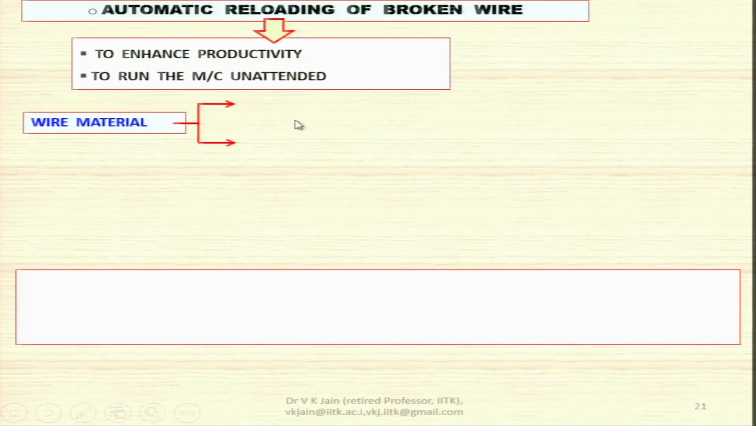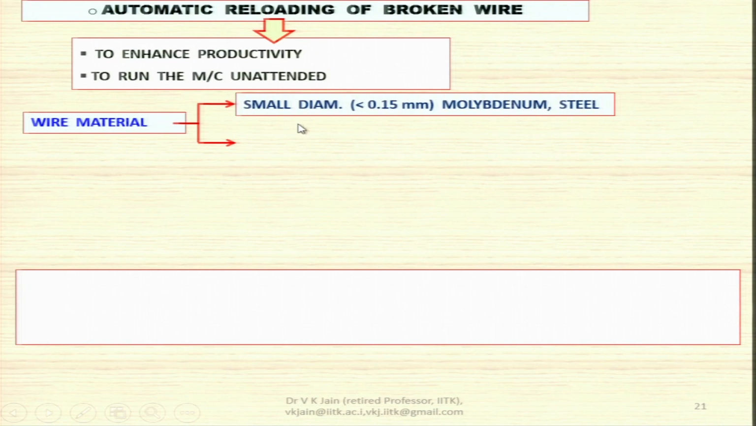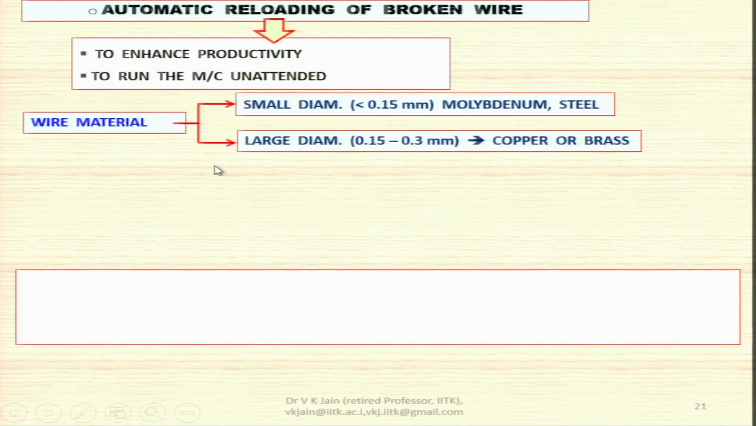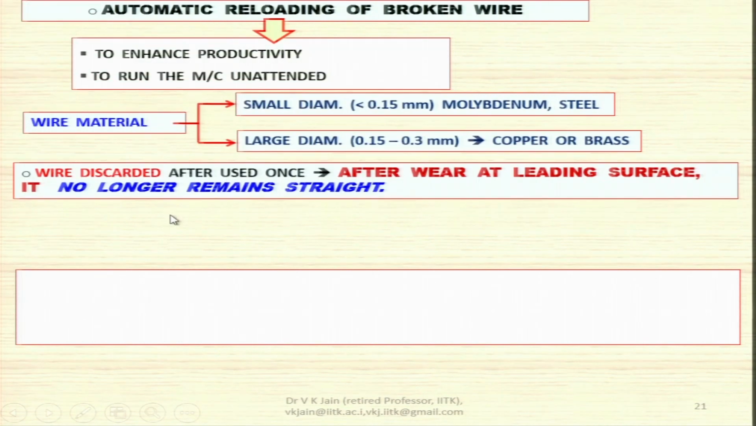Wire material, we have already seen: small diameter wires are there, maybe as low as 0.15 millimeter, or even a few tenths of a micrometer in diameter for wire electric discharge micromachining. Large diameter can be as high as 0.15 to 0.3 millimeter, that is 150 to 300 microns. Copper or brass wires can be used. The wire is discarded after being used once.